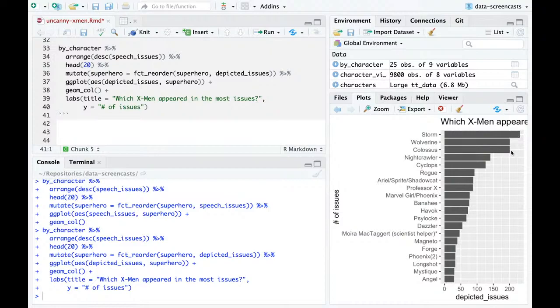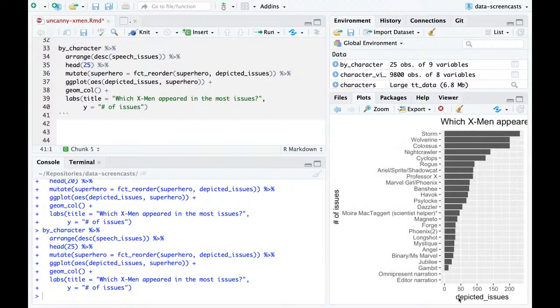So it looks like there's basically kind of three or five main characters of the Cassidy run. Where is Shadowcat? Here we are. Kitty Pryde is Shadowcat. Looks like it goes by other names as well. Pops up in the top 10, and then we go down a little bit. If I go to 25, omnipresent narration is never depicted. So there are 25 characters here, but they aren't depicted.